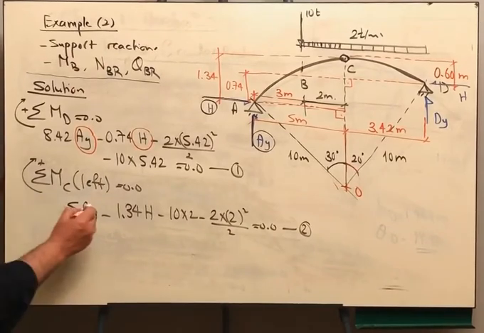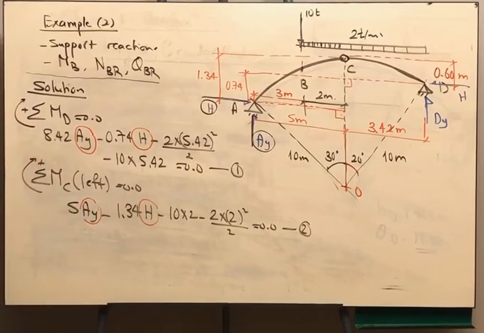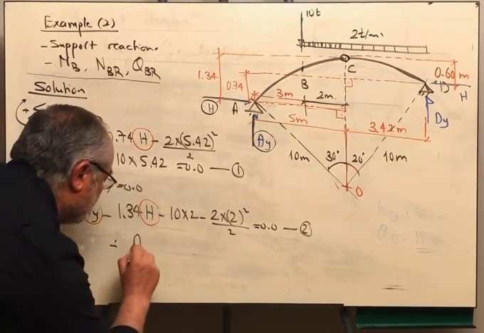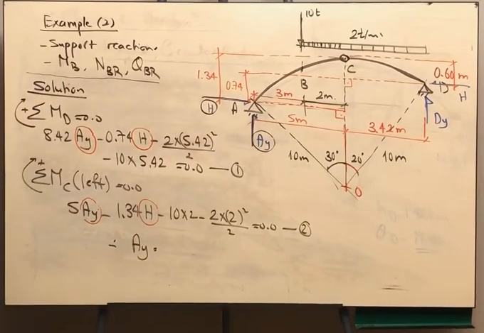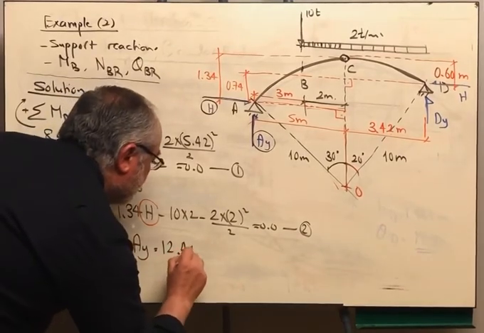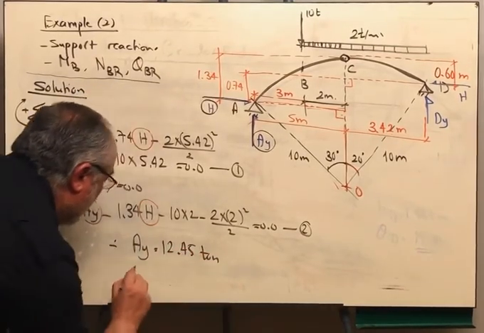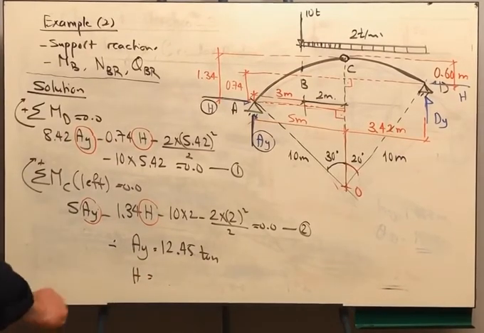We solve for the two unknowns, AY and H, by solving these two equations simultaneously. Therefore, we get the value of AY, and it will be 12.45, and the value of H will be 28.55.